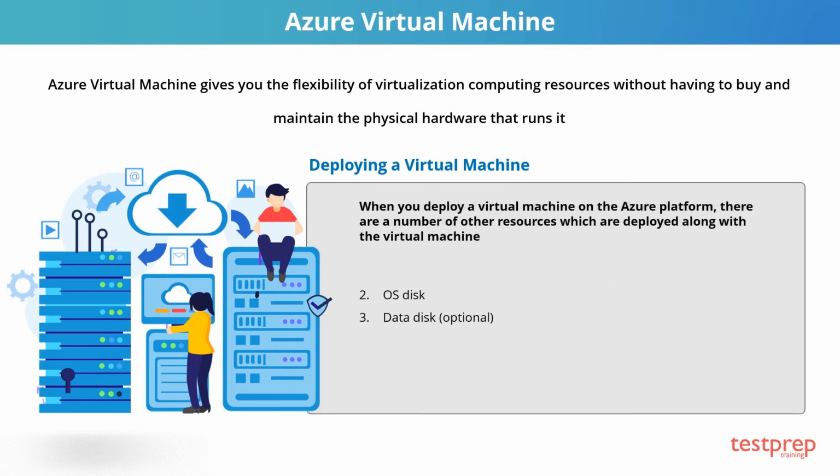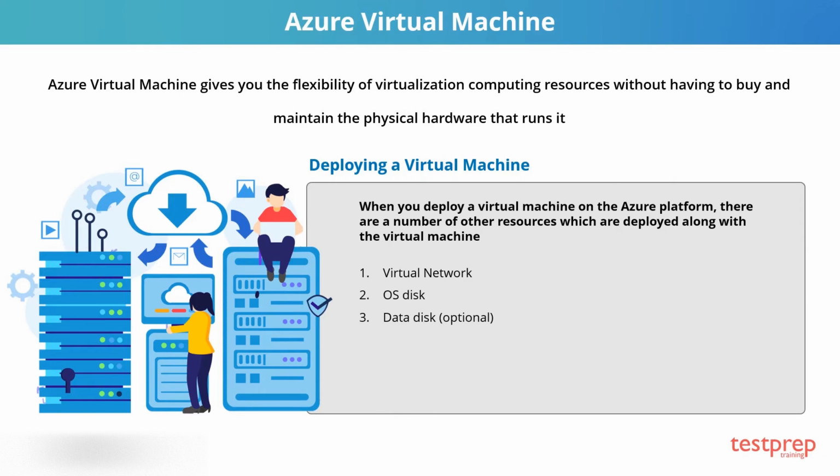When you deploy a virtual machine on the Azure platform, there are a number of other resources which are deployed along with the virtual machine. First is a virtual network, where the virtual machine resides. 2. In addition to the virtual network, we need an OS disk, assigned to the virtual machine, and used for holding the OS level data.